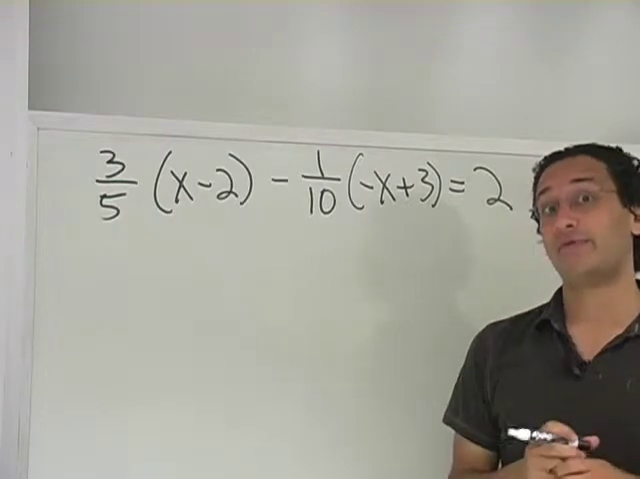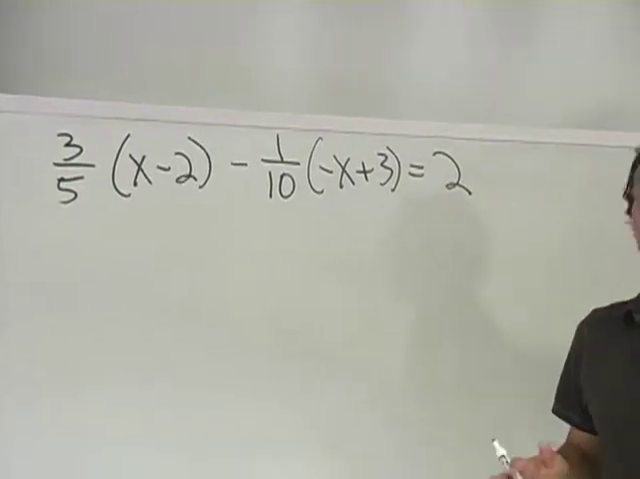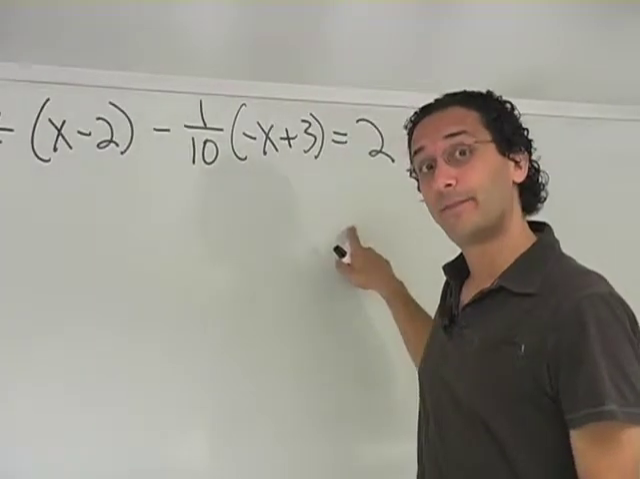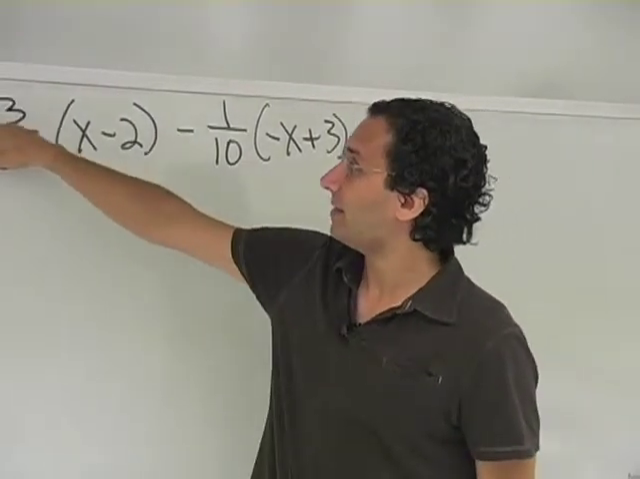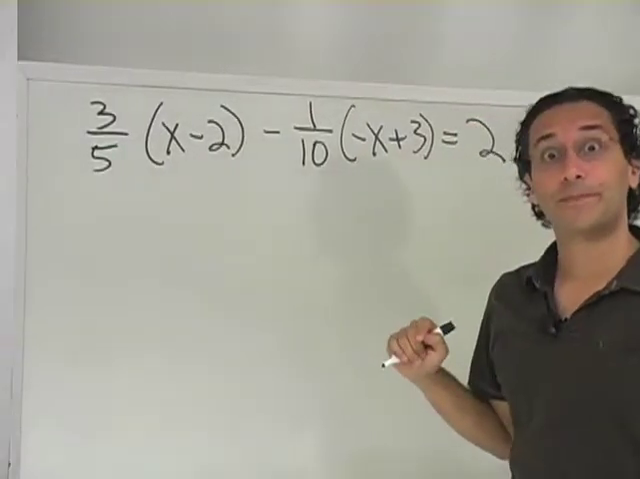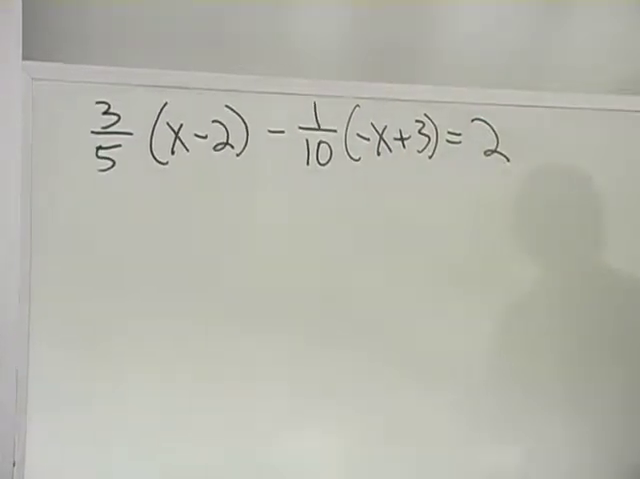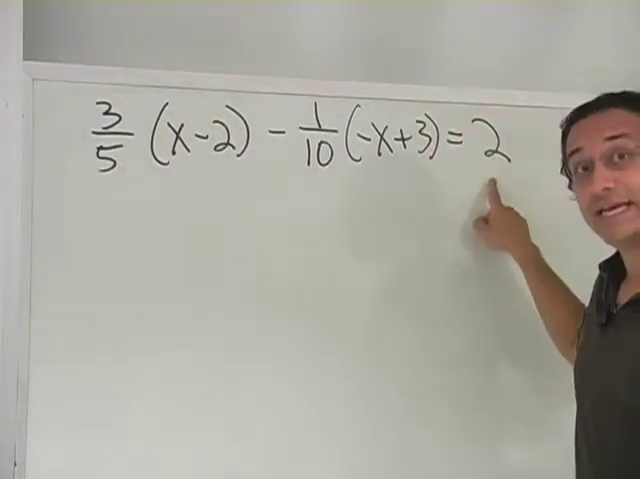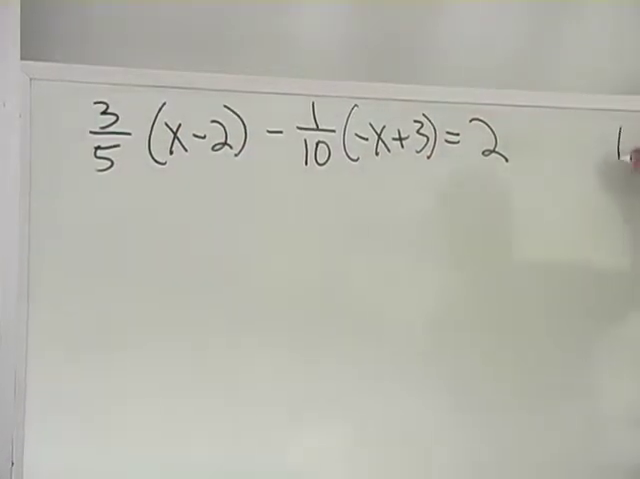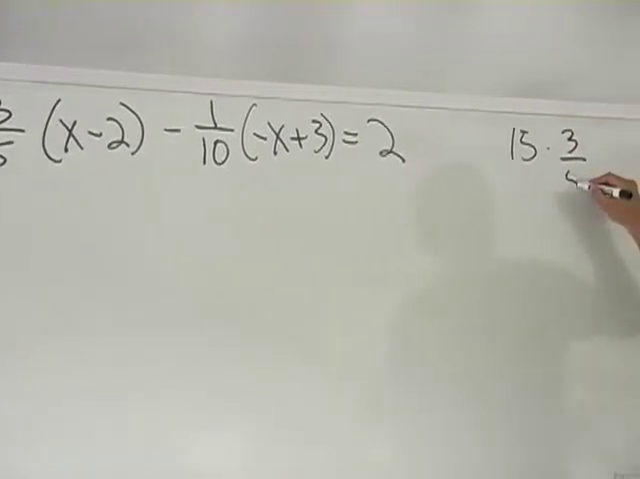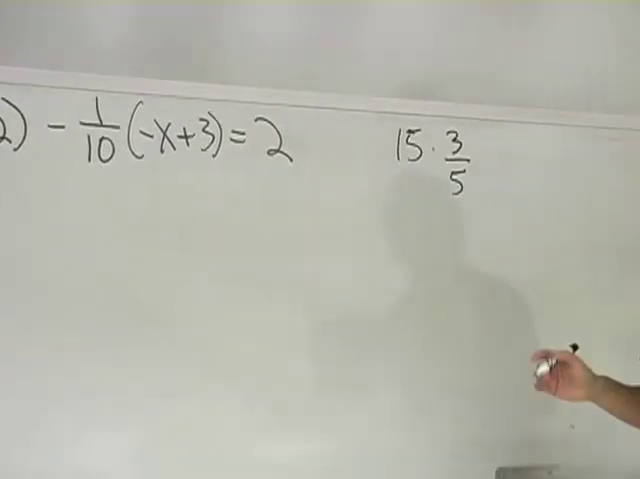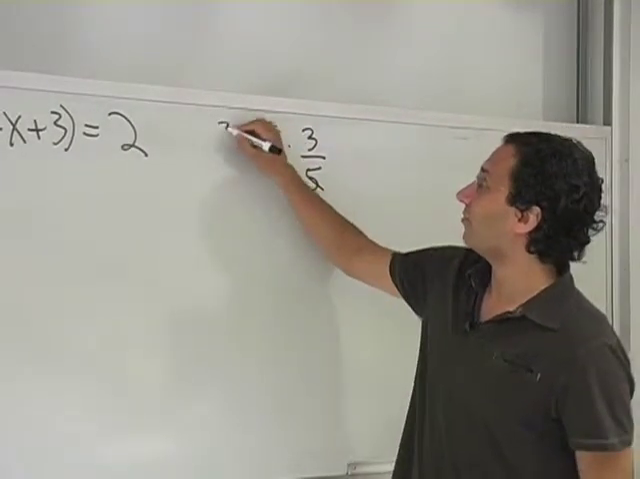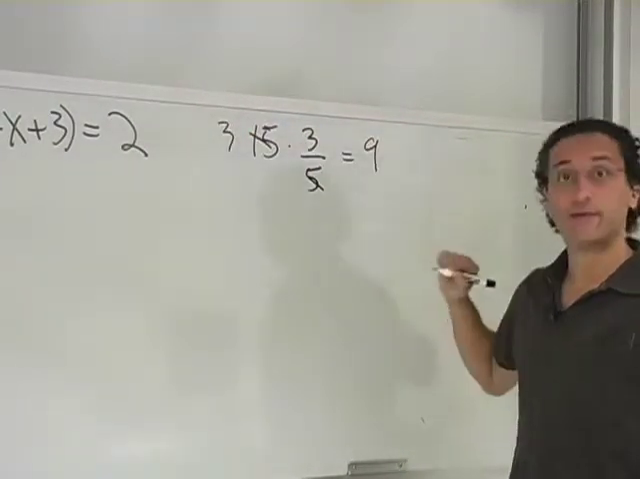So how do I eliminate the fractions? Well, I'm going to multiply both sides by a number which makes these fractions go away. So what number am I thinking of? Well, for example, if I multiplied both sides by 15, what would happen to the 3/5? Well, 15 over 5 would become a 3, and I'd be left with 9.